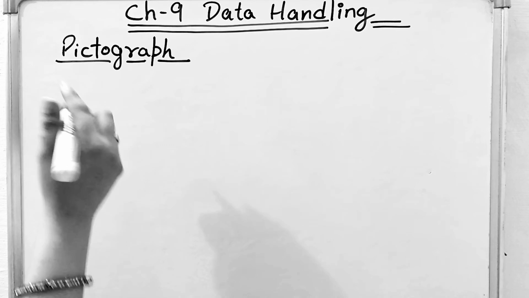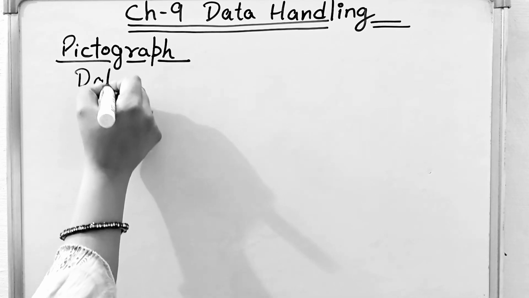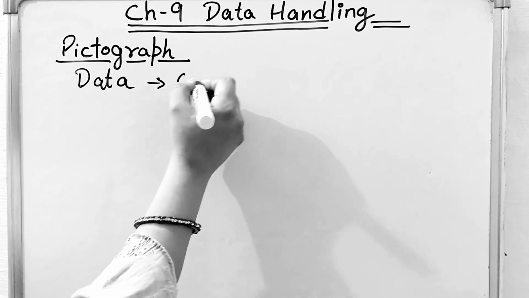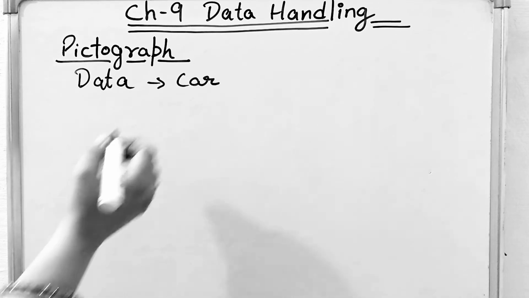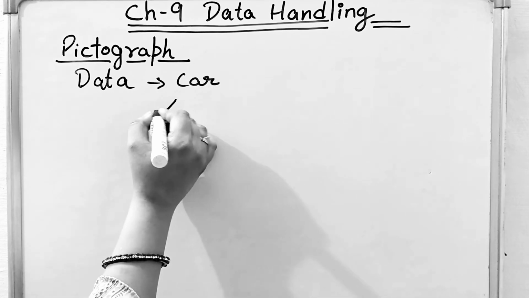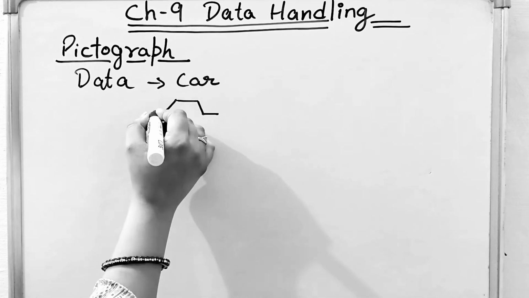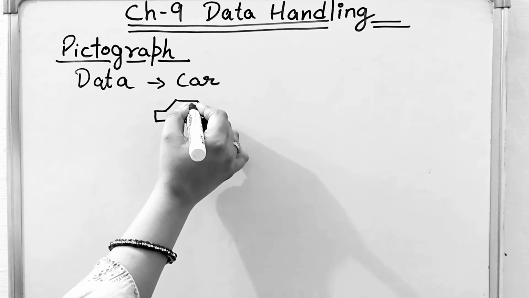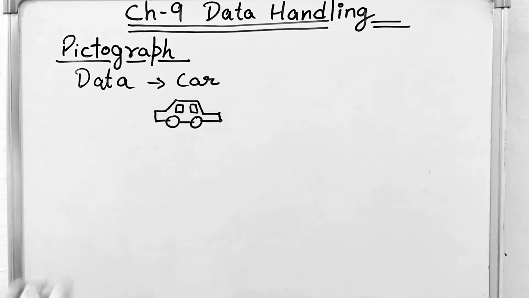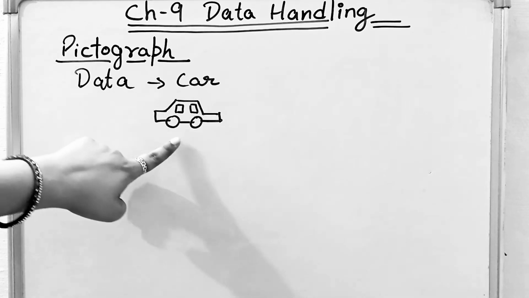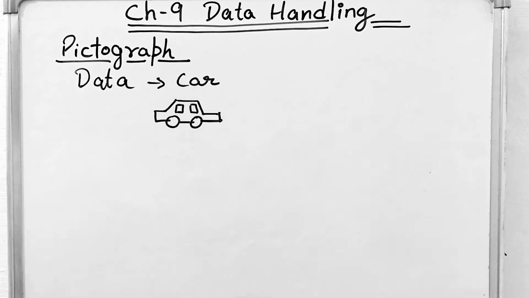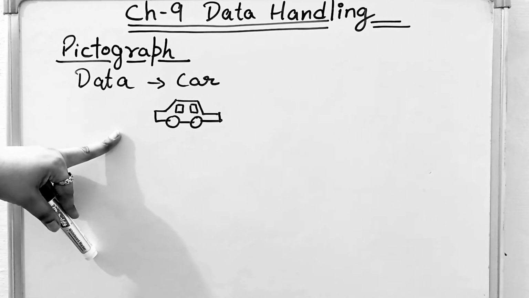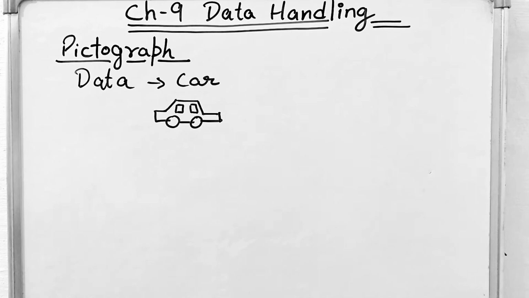For suppose if the data is about cars, so we can represent cars with the drawing of a car, or we can call it a symbol also. So this symbol is going to represent a car in your pictograph. So this is how we will draw our pictograph according to given data.